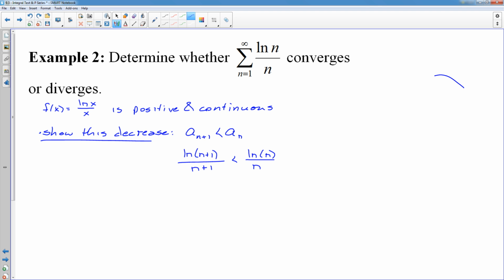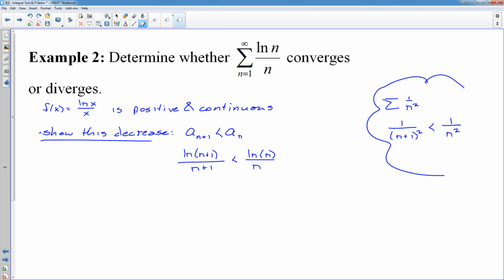There are some times, like that example we had earlier, and I'm going to erase this in a second, where I had 1 over n squared. I could show that that decreases fairly quickly because 1 over n plus 1 squared is indeed less than 1 over n squared. My n plus first term is less than my nth term because my denominator is bigger over here while the numerator stayed the same. So a lot of times you could simply do a sub n plus 1 and compare it to a sub n to know something decreases. This function is not one of them that's that easy.